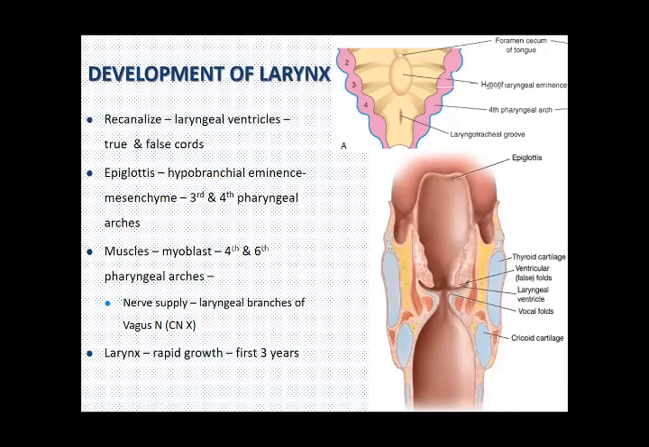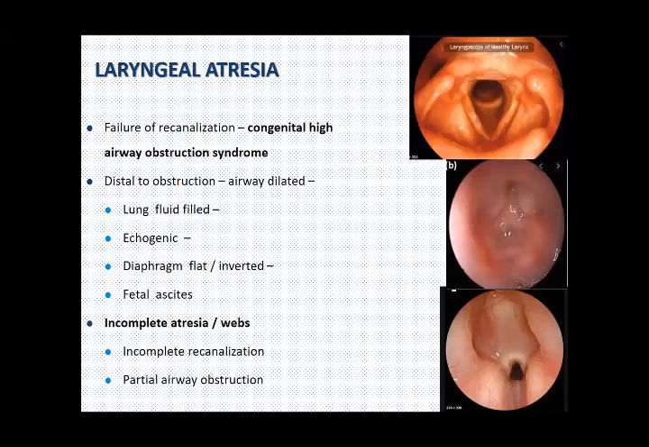After first 3 years में the larynx grows very rapidly, elongate करता है, dilate, and by the end of third week में the larynx has grown large enough. In fact, almost adult size का हो जाता है, बाद में बहुत थोड़ी इसकी growth है. Now what goes wrong during the development of the larynx? Several things might go wrong.